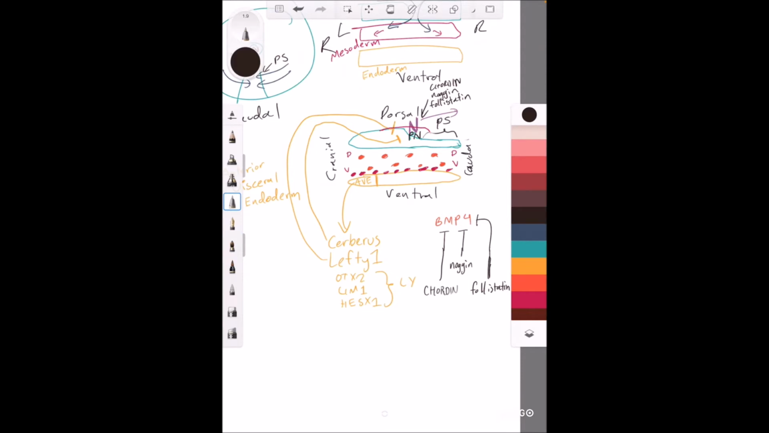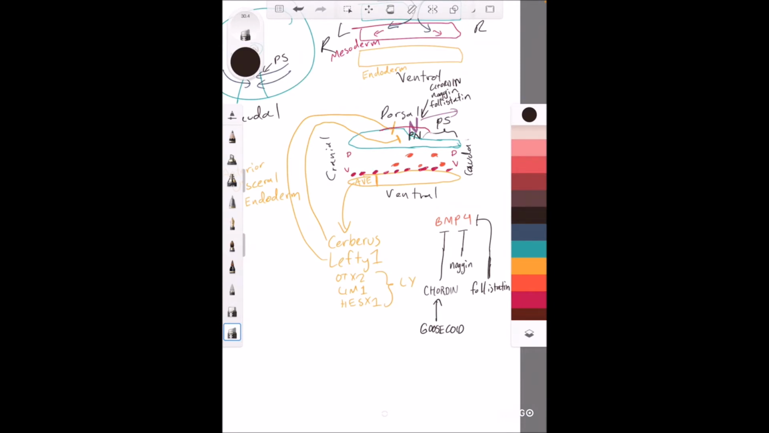How will these be activated? Well, first off, we do want to make some belly, we do want to make some ventral mesoderm initially, but once we're ready to make the notochord, what we'll do is we'll activate a protein called goosecoid, which then activates chordin, which will inhibit the BMP4. So if we inhibit the BMP4, we will erase all this BMP4, particularly on the cranial side.